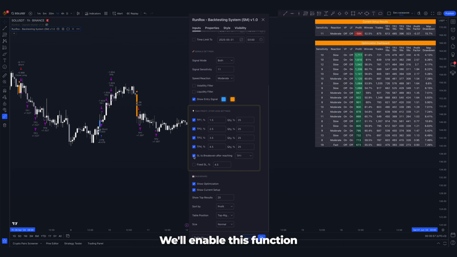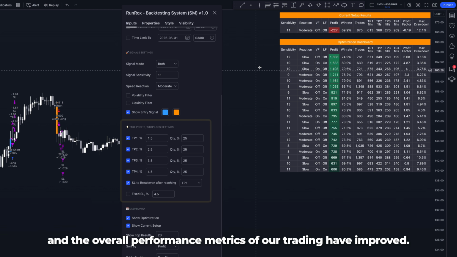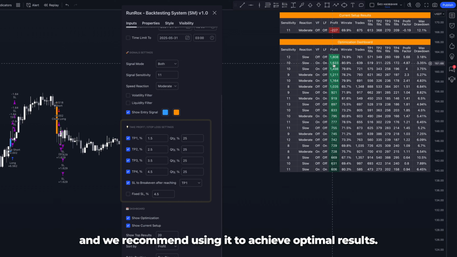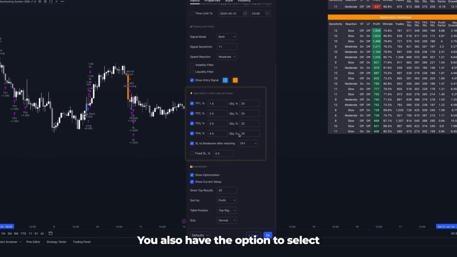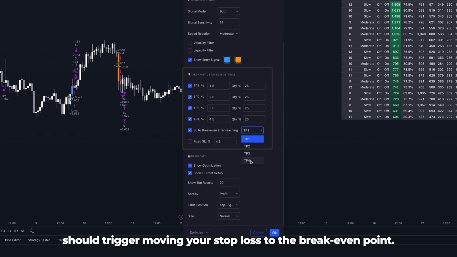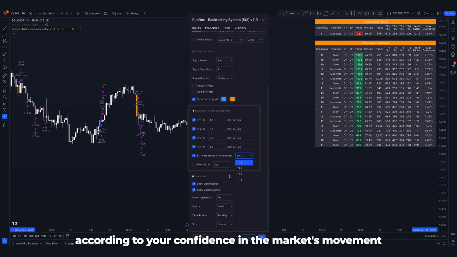We'll enable this function and set it to trigger at the first take profit. As you can see, our win rate has significantly increased, and the overall performance metrics of our trading have improved. This makes the setting extremely beneficial, and we recommend using it to achieve optimal results. You also have the option to select which specific take profit level should trigger moving your stop loss to the break-even point. This flexibility allows you to tailor your risk management strategy according to your confidence in the market's movement and your trading style.